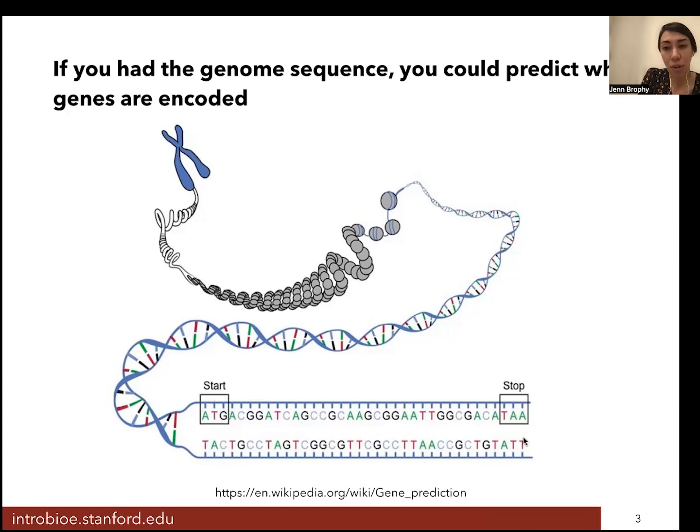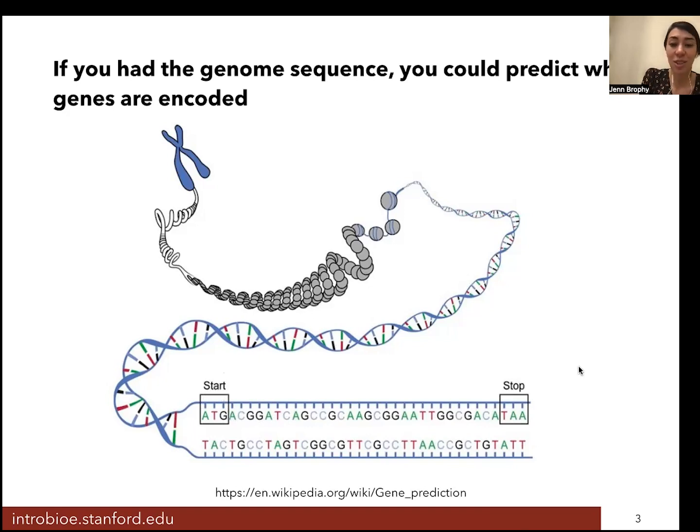And then in frame, that means a multiple of 3 bases downstream of this ATG, will be a stop codon. There are several stop codons. TAA, this one that you're seeing here, is one of them. And these are the codons that tell the ribosome, you've reached the end of a protein, you can let go now. So if you find a start codon and stop codon that are a multiple of 3 bases away from each other, then you've likely found a gene.